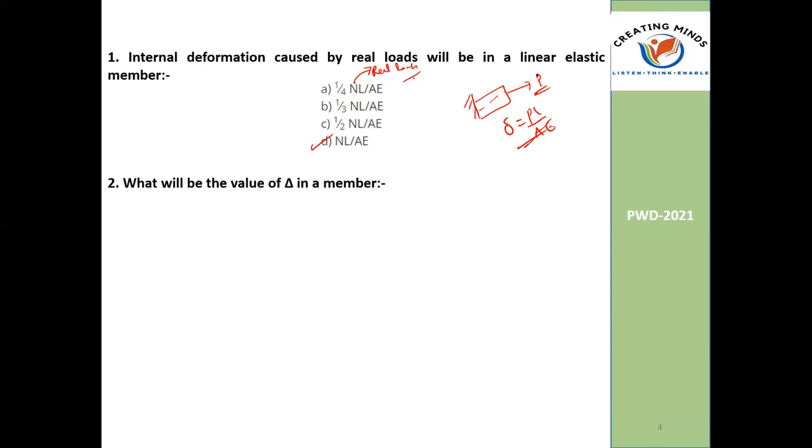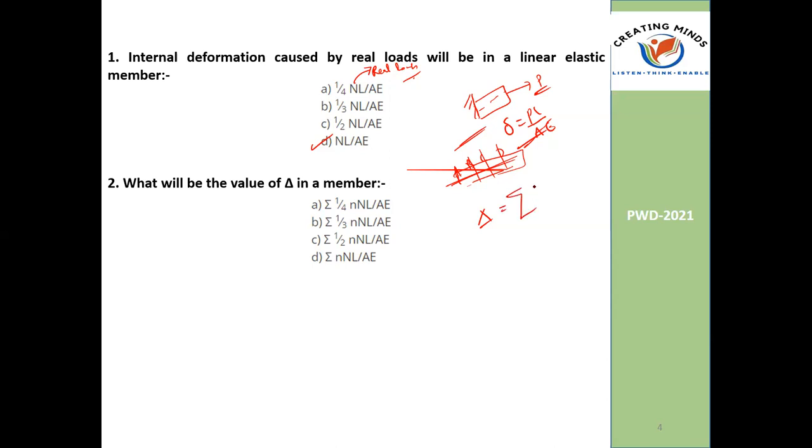Next. What is the value of delta in a member? Once again, he is asking directly, what is the value of delta? It is asked for a bar element, a single member, but it is asking for a beam element. For example, if it has a beam element, you have to take sections A, B, C, D. In that case, delta equals summation of what? What is the equation? NL by E, sir. Yes, NL by E, or PL by AE. So this is the answer.